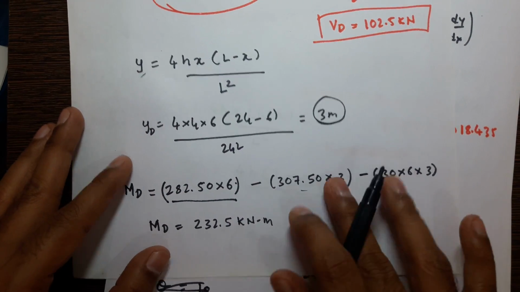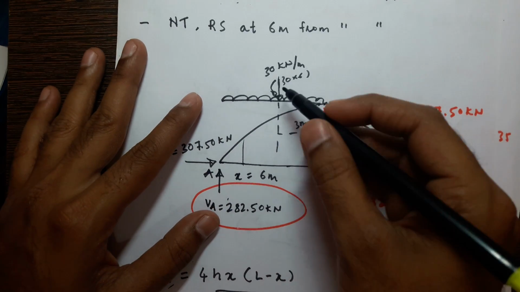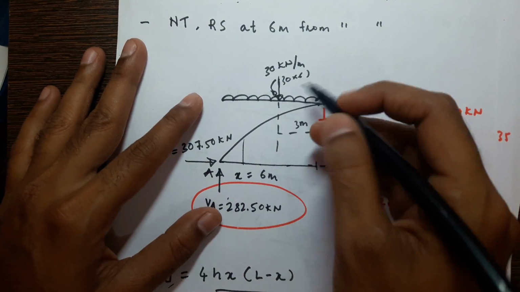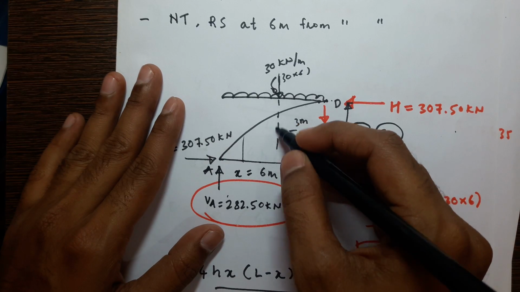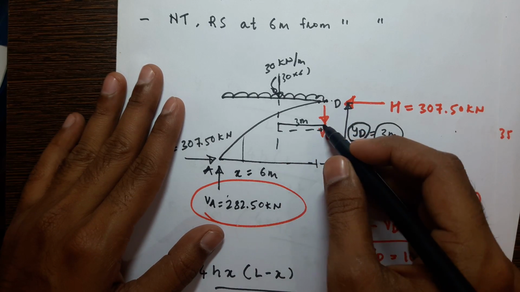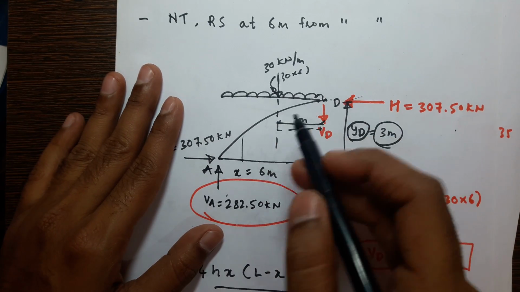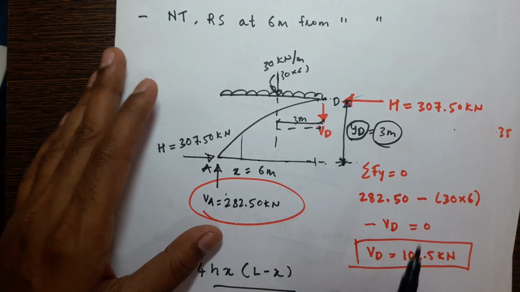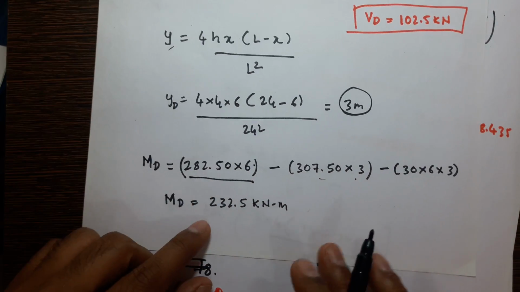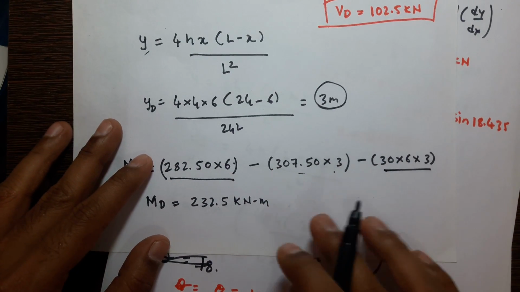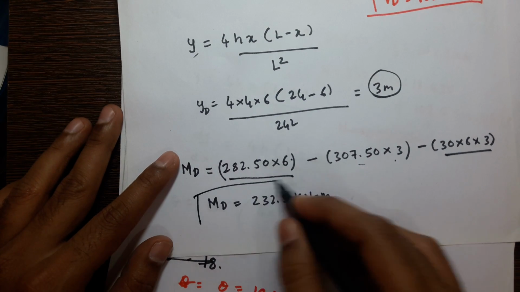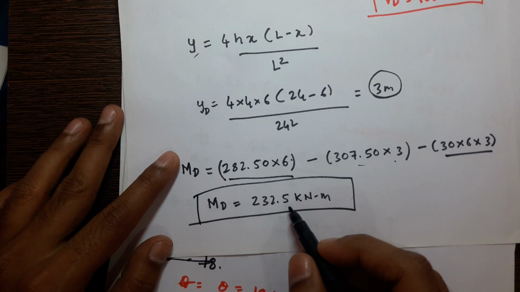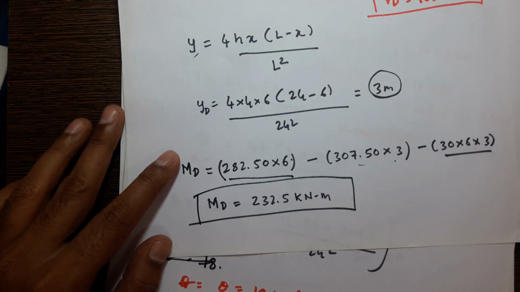And then you have this UDL. The total load of the UDL is 30 into 6, because this is 6 meter. This is the line of action of the total concentrated load, which is 3 meter from D. So this will create an anti-clockwise moment. So the moment at D is 232.5 kilonewton meter.